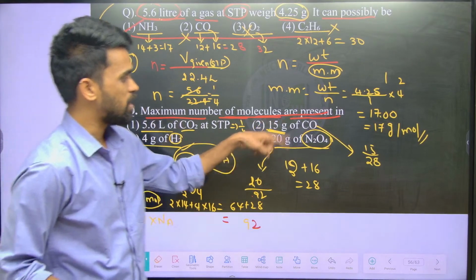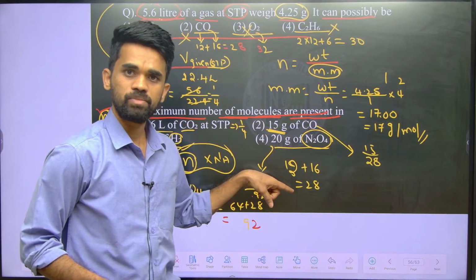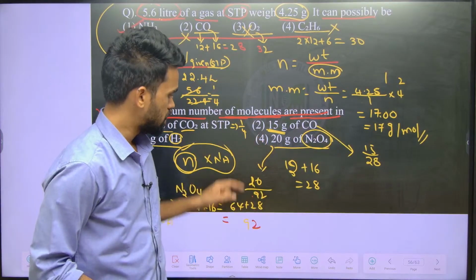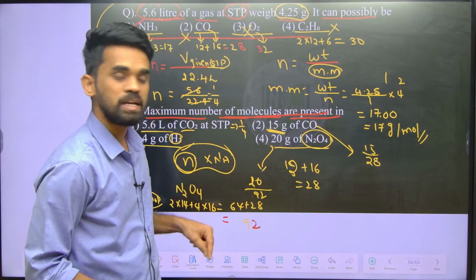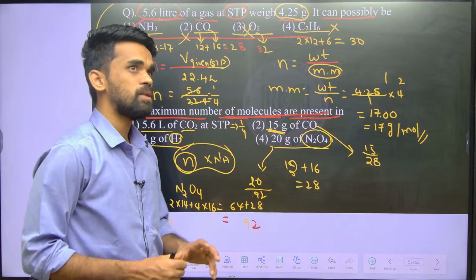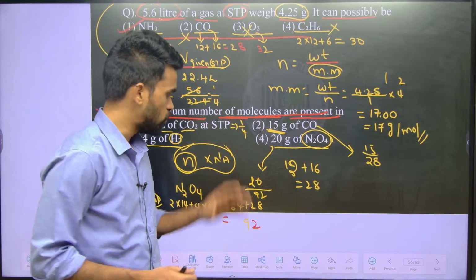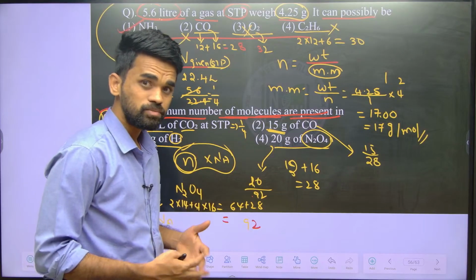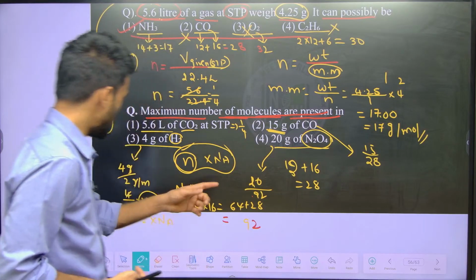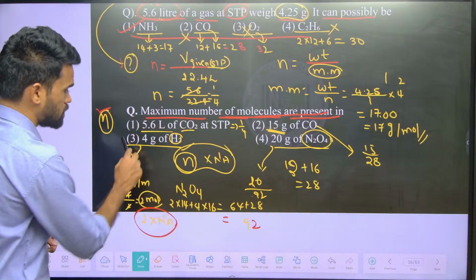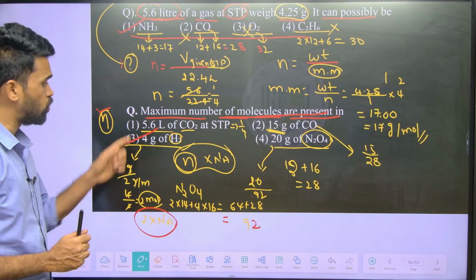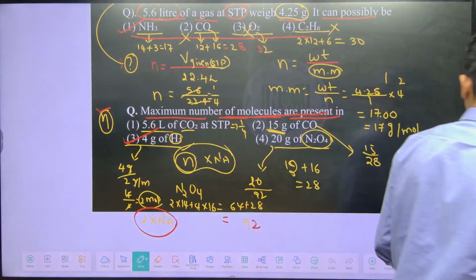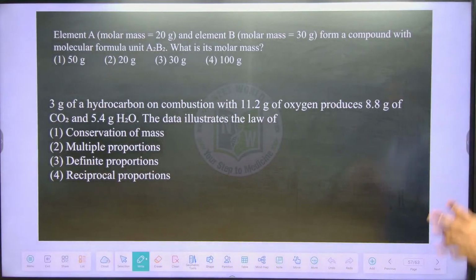Everywhere else the number of moles is less than 1. Right now, here it is 1 by 4, here it is something like 1 by 2, here it is something like 20 by 92, which is definitely less than 1 by 5, and 1 by 4 also, definitely less than 1 by 4. Okay, so here we get 2 into Na, which is the biggest number we have, more moles here. So option 3 will be the perfect answer for the discussion. So you can solve every question like this.